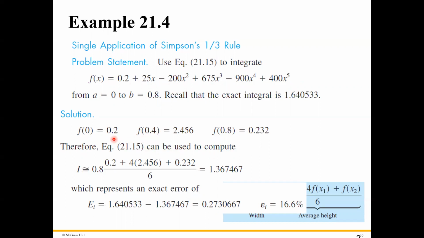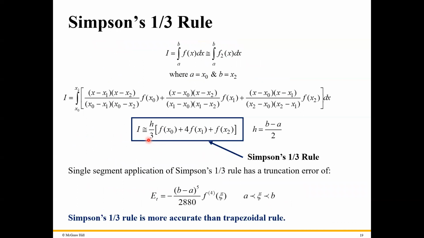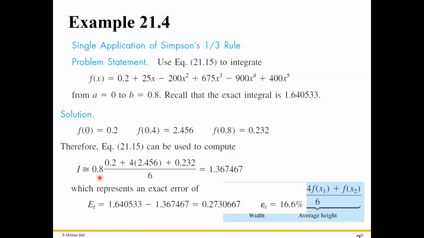The values of the function will be 0.2, 2.456, and 0.232. Now we can apply these into the formula: first value plus 4 times the second value plus the third value, divided by 6. Why 6? Because you can see that this is h by 3, and then it is (b minus a) by 2. b minus a is 0.8, and then 2 from there and 3 from there, that will be 6.